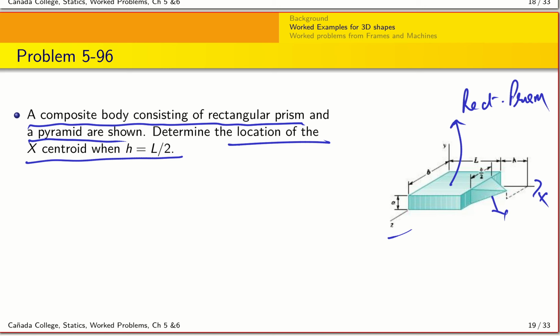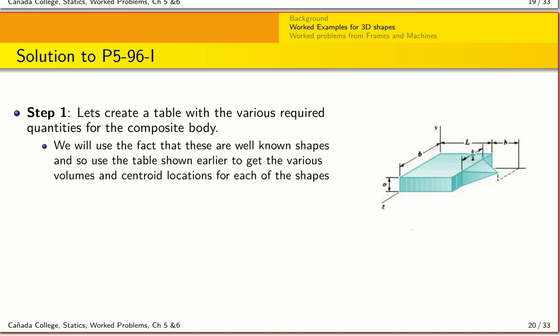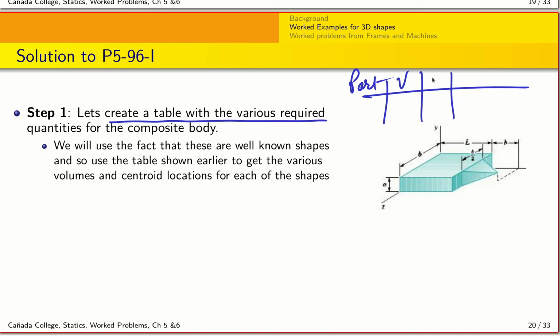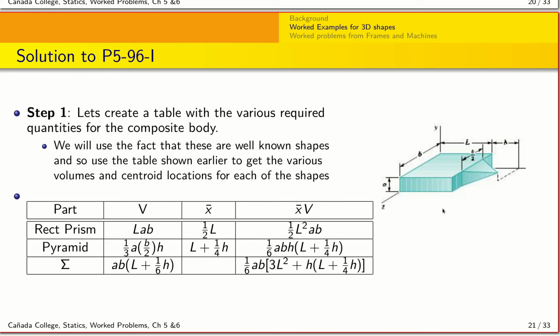So I'm going to use the same approach as we did in the last one, where we will create a table with the various required quantities. So remember, the table had the part, and then the volume of the part, and in this case we're going to write down the x centroid, then finally calculate the sum by taking the product of x times v, and then doing the sigma down here, right? And so that's really what we're going to do. And I'm going to use the fact that we have known shapes. Here's our table. Here we have the rectangular prism, we have the pyramid.